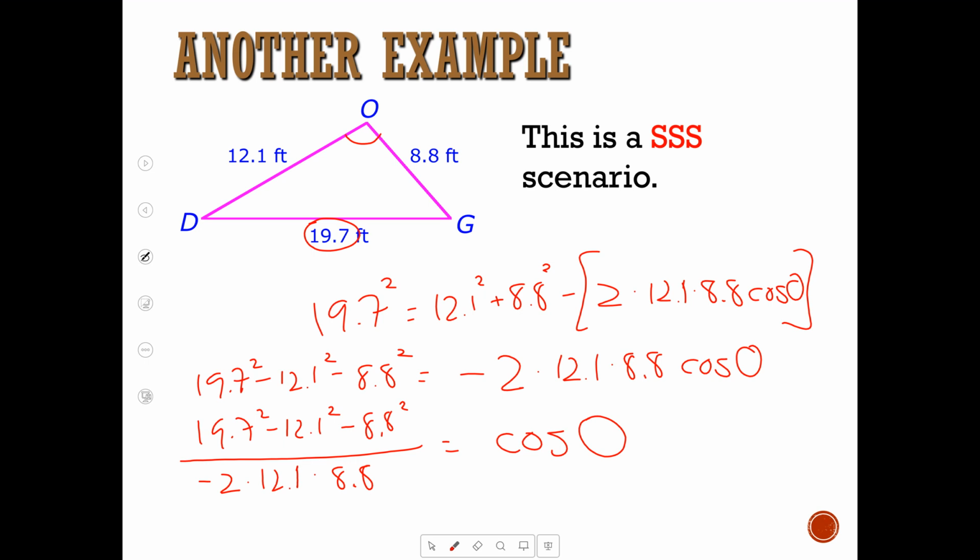How do I get O by itself? I've got to do an inverse cosine. That's not practical. You're not going to do that. You're going to use your calculator. You're going to take 19.7 minus 19.7 squared minus 12.1 squared minus 8.8 squared, enter. Then divide that number in parentheses by negative 2 times 12.1 times 8.8.